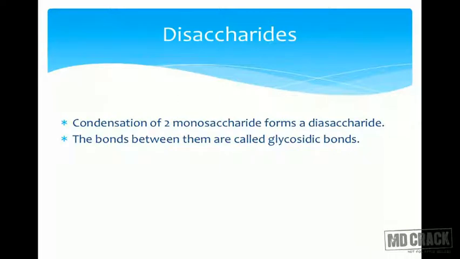The bond which is formed between the two monosaccharides is called a glycosidic bond. The glycosidic bonds also have a nomenclature. They specify the anomer that is present in each of the monosaccharides and what type of bond, which carbon atoms are involved in it. So we'll have a look at the different disaccharides which are important biologically.